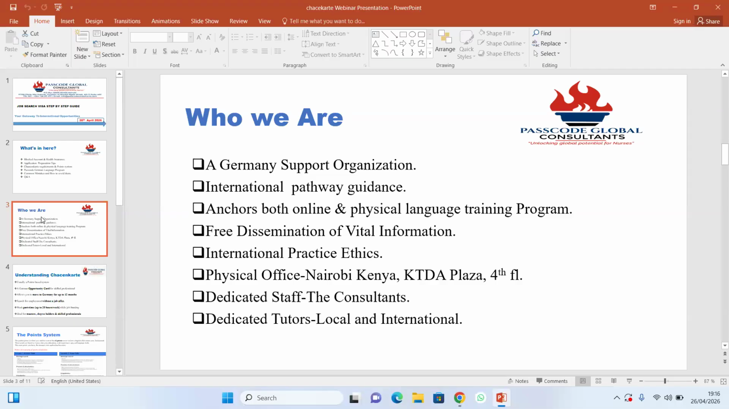For those who want to visit our physical offices, we're located at Nairobi, KTDA Plaza, 4th floor. It's just opposite Kenya Cinema, the junction between Ronald Ngala and Moi Avenue. We also have dedicated staff, the consultants, tutors who are both local and international.